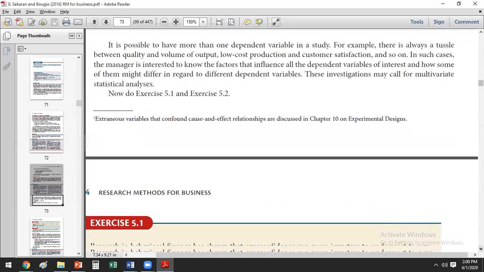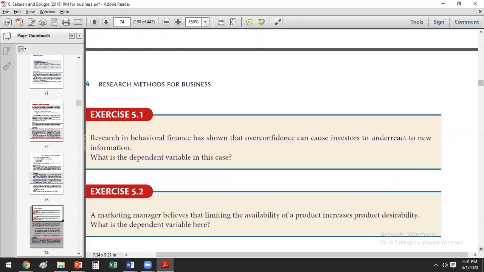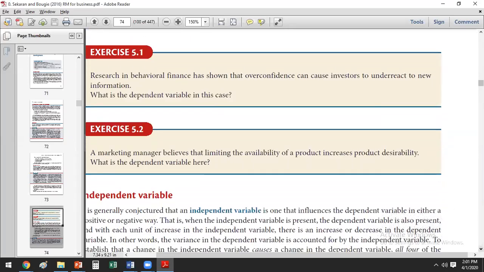Now let's do an exercise. Quickly tell me, what is the answer of exercise 5.1? The answer of exercise 5.1.